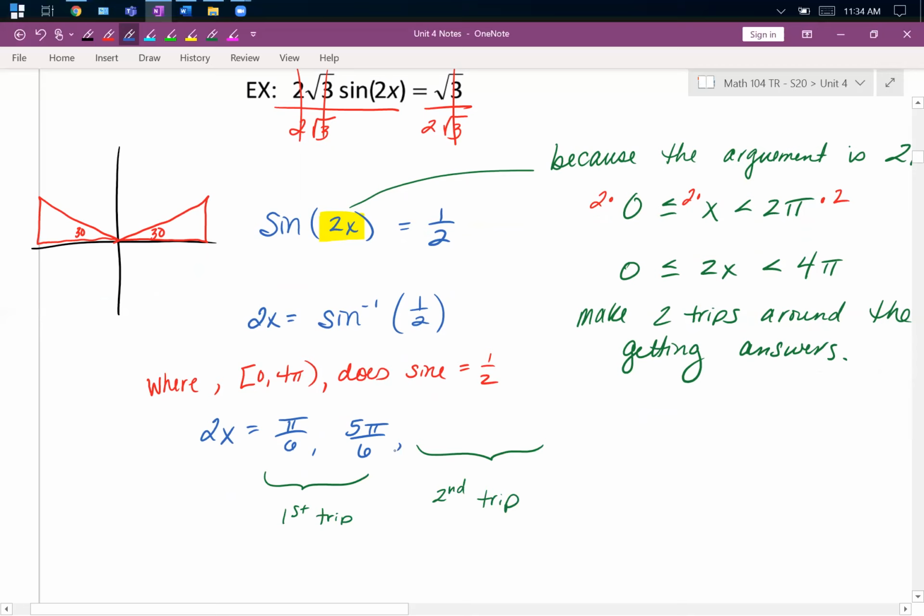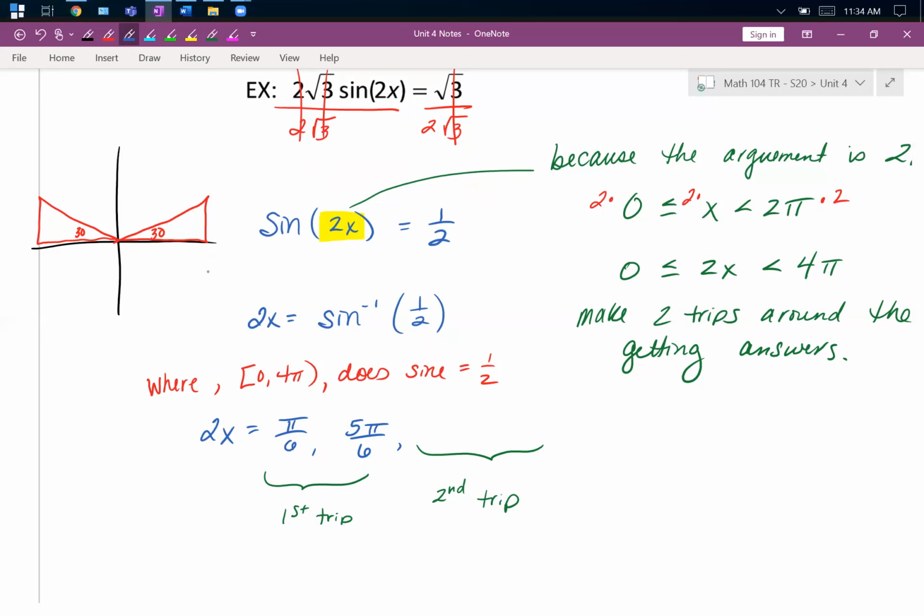If I add 2 pi, wouldn't it be 11 pi over 6? Go ahead, Alan. Wouldn't it be 11 pi over 6 for the first trip? No, because 11 pi over 6 is going to put us down here in quadrant 4, and sine would be negative in that quadrant. Oh, okay. So our 2 triangles are where sine is positive, in quadrants 1 and 2.